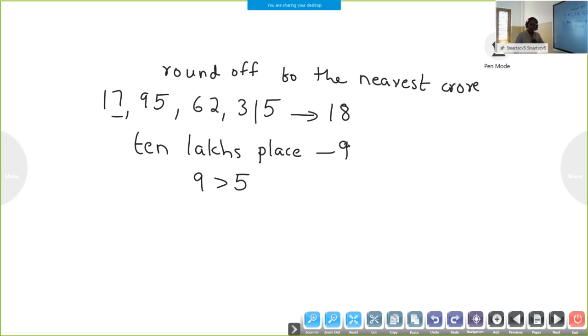Then what do we have to do? After you did that procedure, we have to put zeros in the remaining positions. In the lakhs period, thousands period and ones period, you have to put zeros. So 17 crore 95 lakh 62,315 rounded off to the nearest crore is which number? It is 18 crore. Okay.